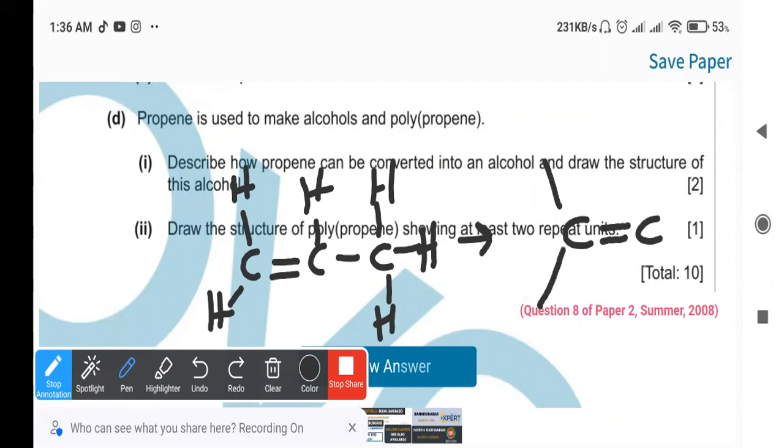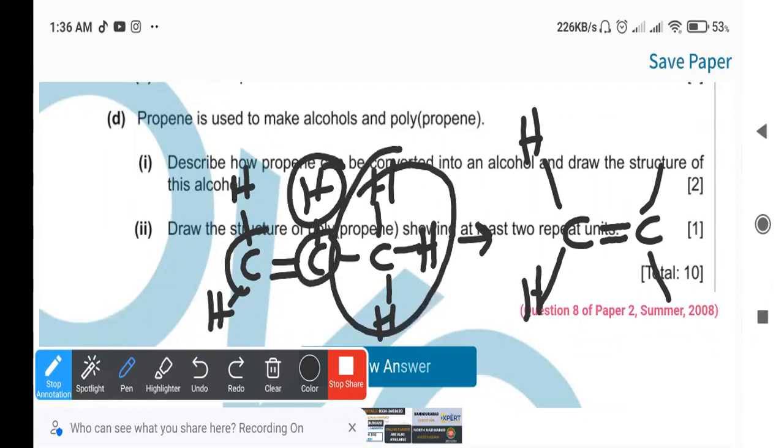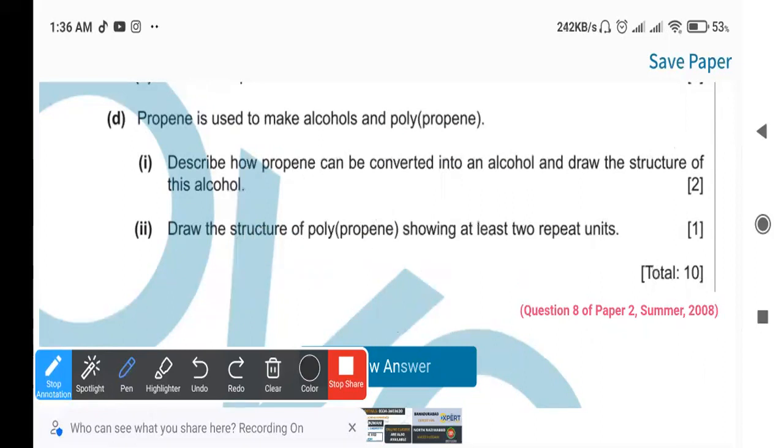With this carbon atom, we have two hydrogen atoms. So let's write H, H. And with this carbon atom, we have one hydrogen and one CH3. One hydrogen and one CH3. All right. Now, how to draw the polymer? It's easy. Look, I'm showing you.